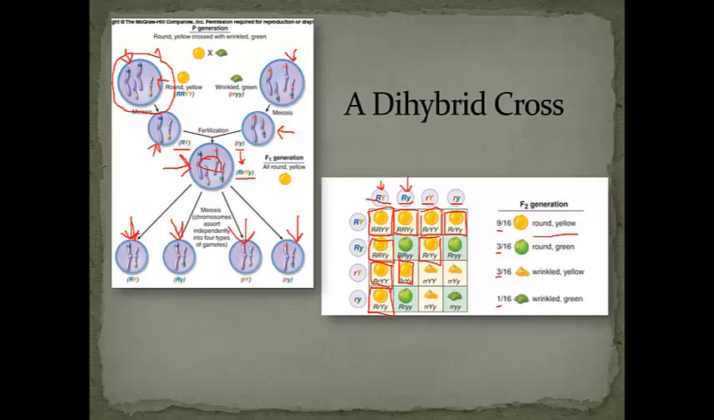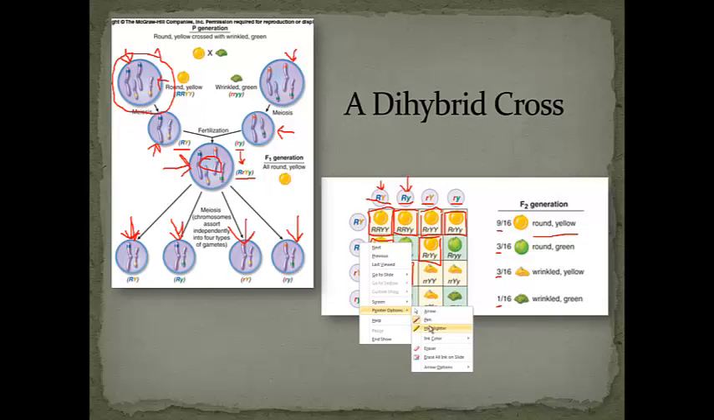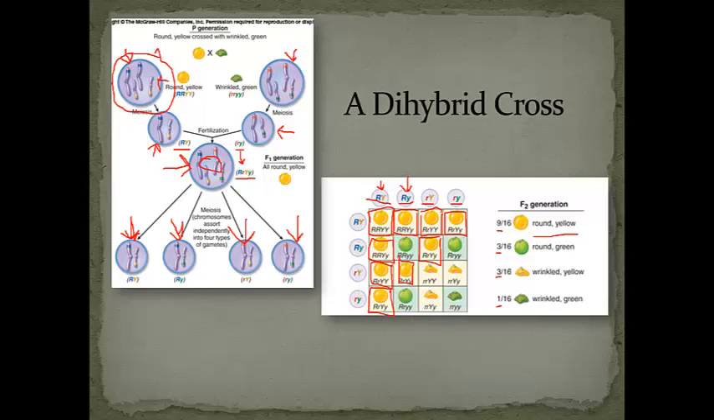Okay, so I'm going to change colors. We also have 3 round green ones. These are all going to be little y, because the green is recessive.